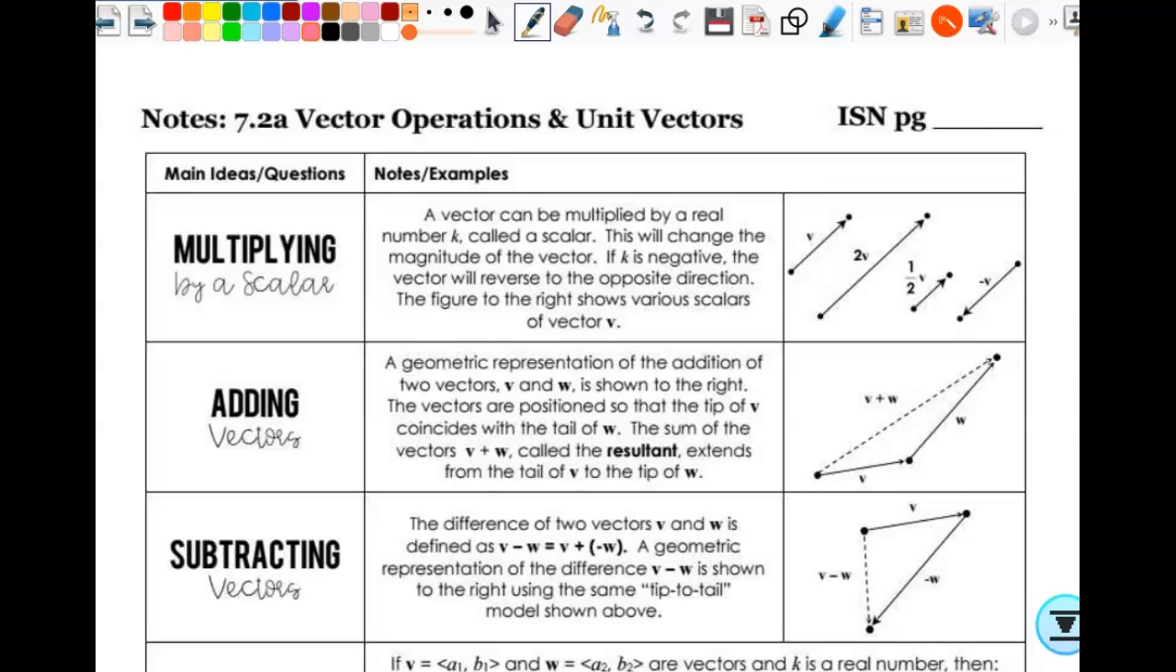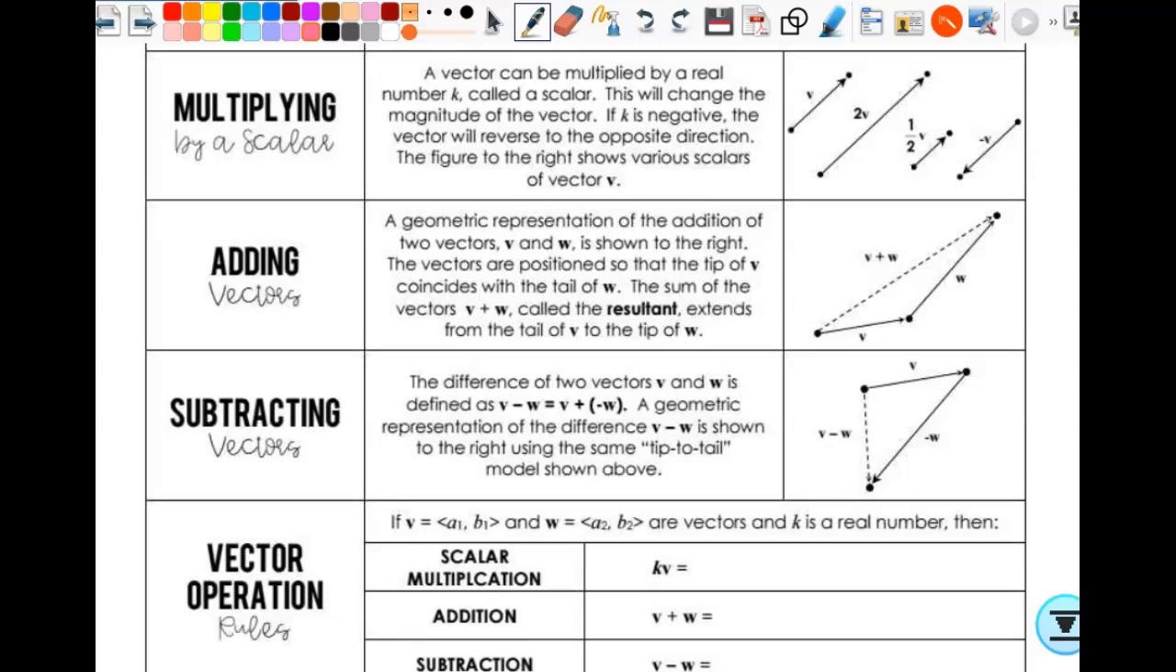So today we are going to look at vector operations and unit vectors, and we're going to look at them two different ways. Visually, so it's referred to as geometrically when you have the actual vector there, and then we'll also look at it numerically and algebraically. All right, so along with vectors come scalars.